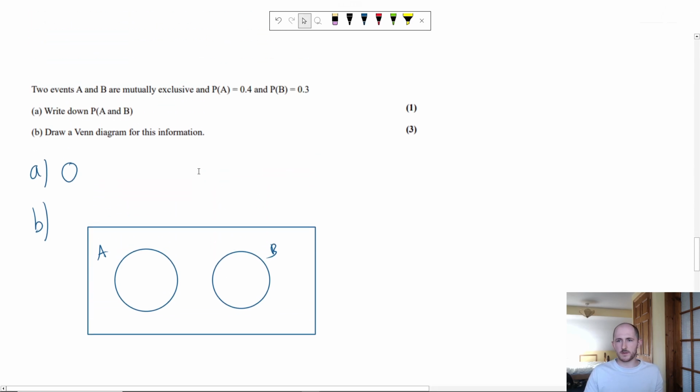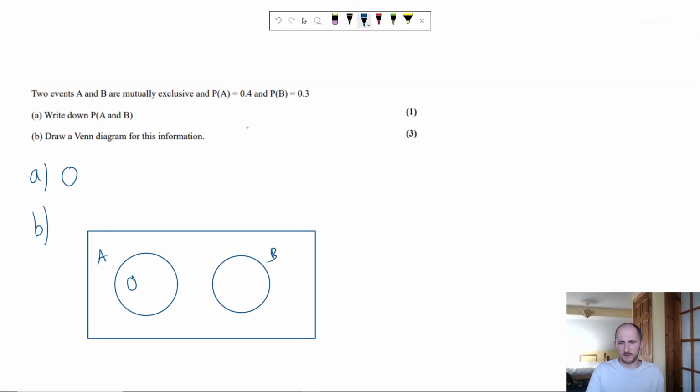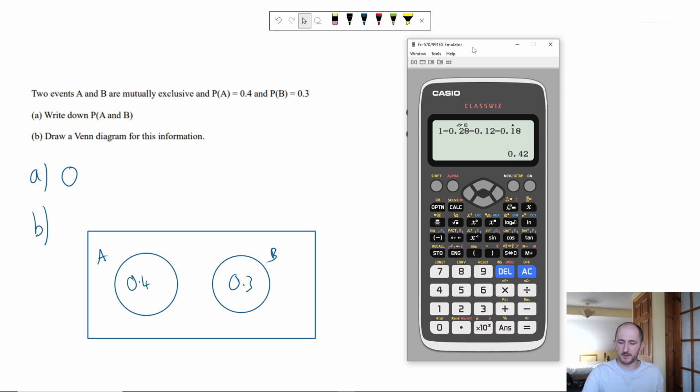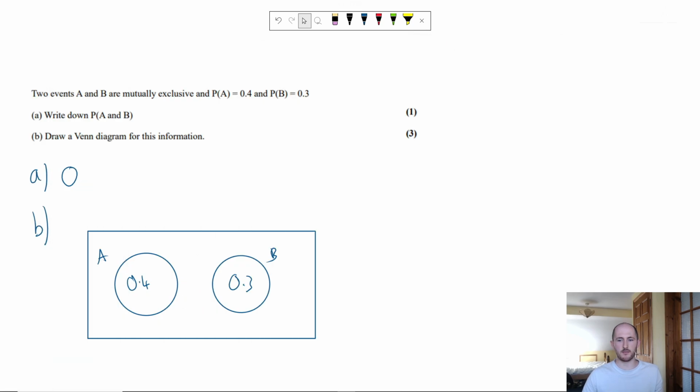Perfect. And what was the probability of A? It was 0.4. And B was 0.3. And once again, we need a number outside of both of the circles. So 1 minus 0.4 minus 0.3 gives me 0.3. And that's the number that's outside. Okay, nice and easy, nice and quick, I hope.